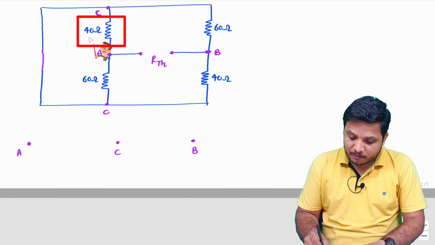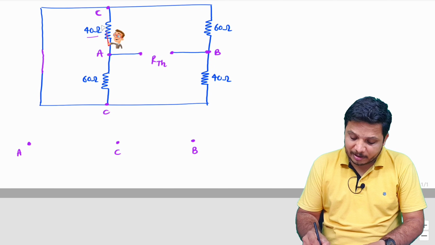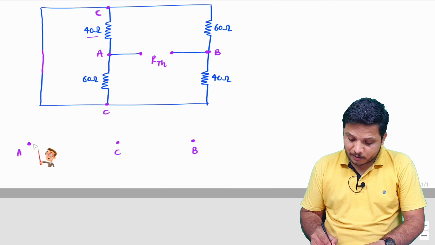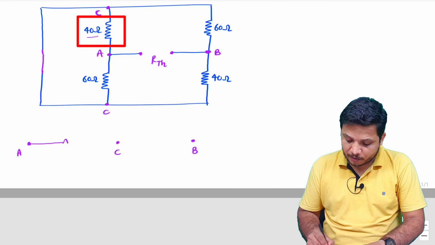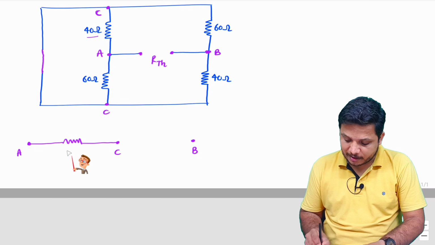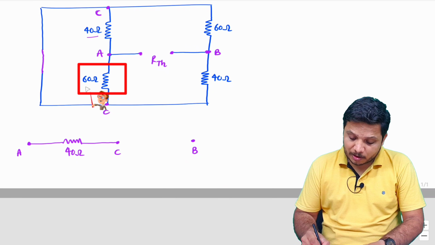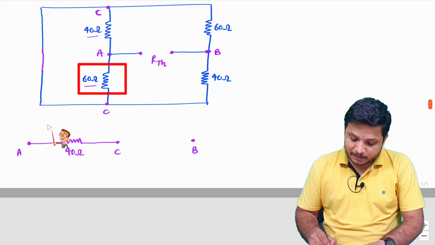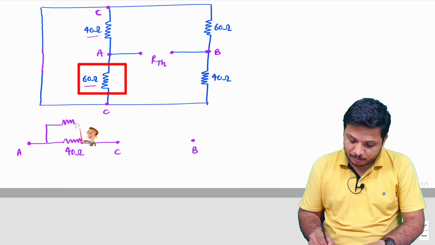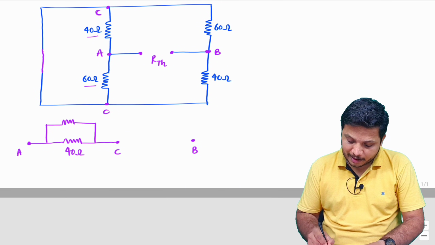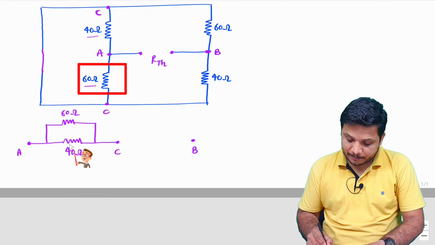So if you talk about the 40 ohm, that is there in between A and C. So now I am connecting 40 ohm in between A and C. Now if you talk about this 60 ohm, that is also there in between A and C. So let me connect 60 ohm in between A and C.